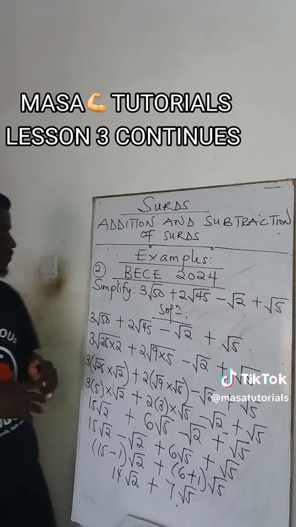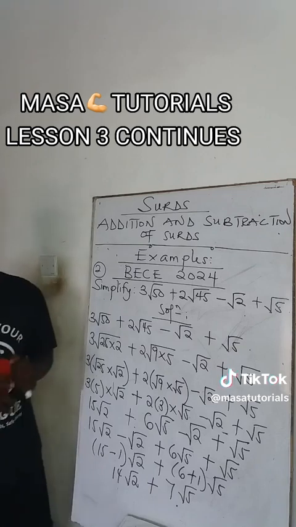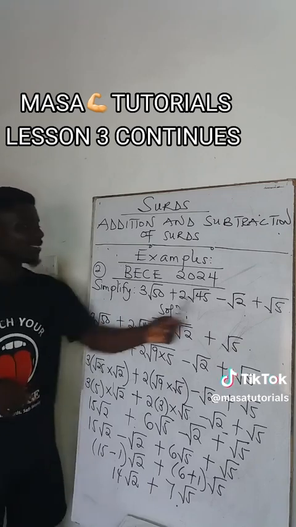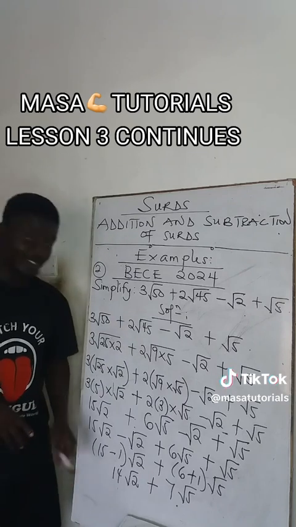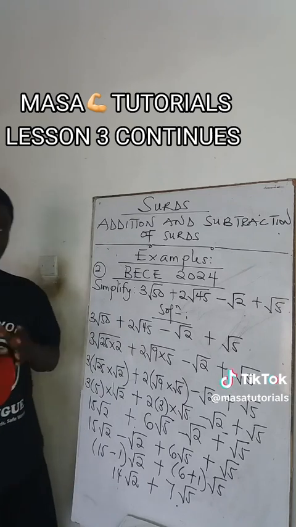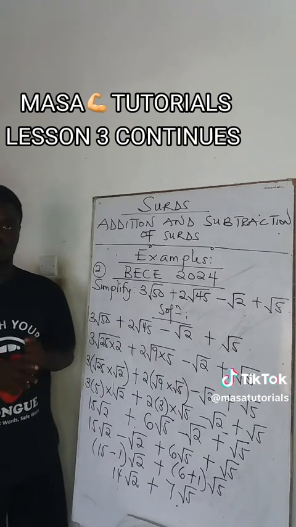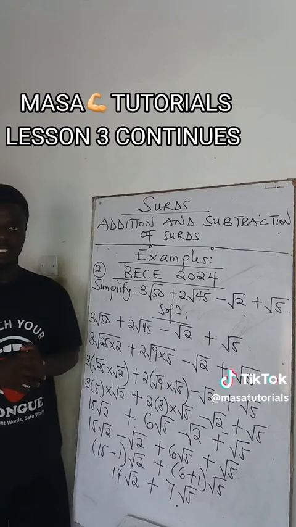If you don't understand, please play back the video for better understanding. So to simplify this expression, that's the answer: 14 square root of 2 plus 7 square root of 5. See you in our next example.